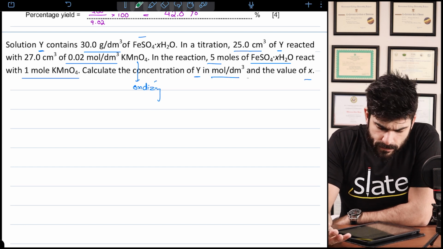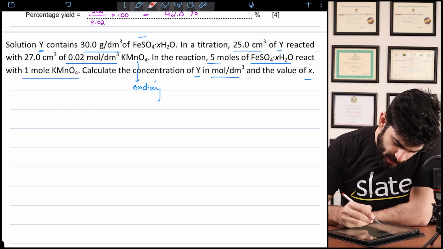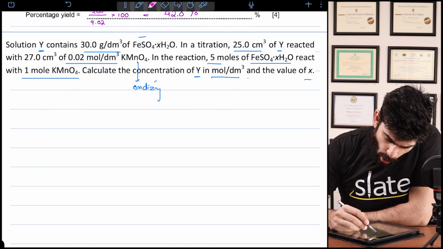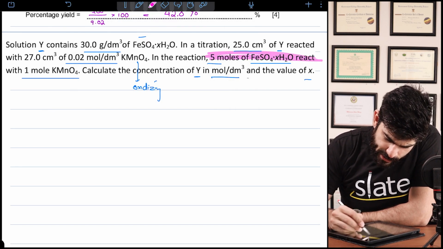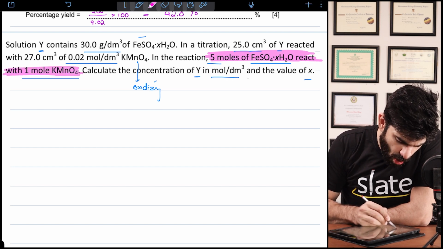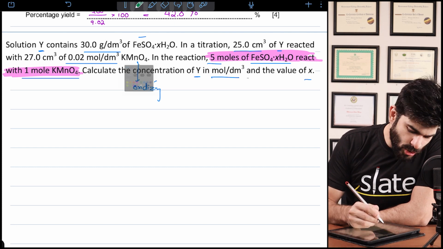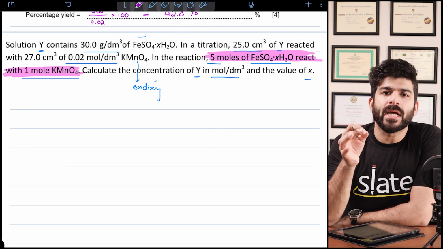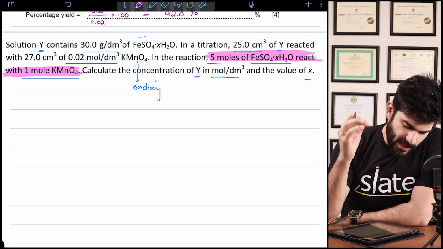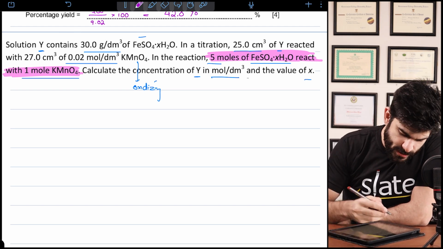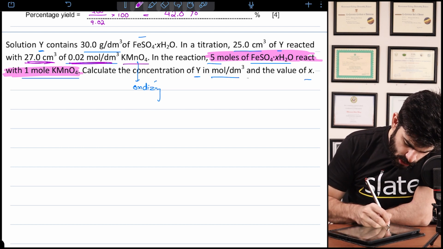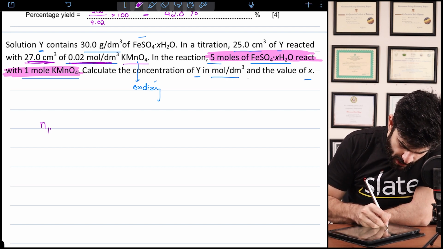So what do we do here? In this part of the question, they have already told you what you need for the molar ratio. That 5 moles of iron sulfate reacts with 1 mole of KMnO4. And that is all you need to make a molar ratio. So molar ratio can be done, but let's calculate the moles of the standard. Which is the standard? We know the volume, we know the concentration of KMnO4. So let's find the moles of KMnO4.